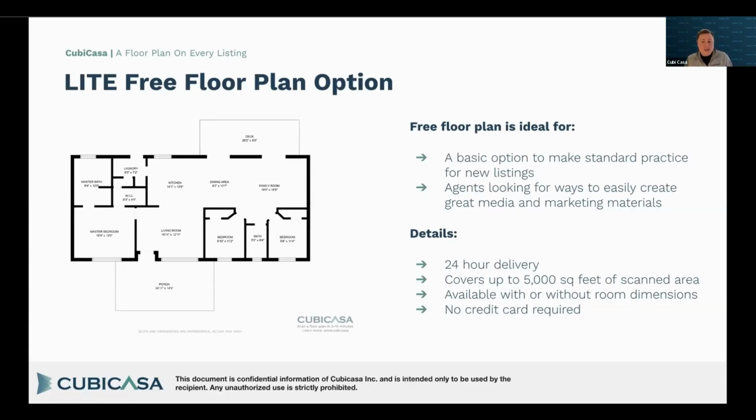It's going to cover properties up to 5,000 square feet of scanned area. So that will include the internal square footage, as well as any of those outdoor spaces that you capture. And it's available to save with or without the room dimensions included. So the example you see on screen, and I know the text is probably pretty small since we're over streaming, but if you can see two lines of text, there's the name of the space and then the dimensions listed below. Those dimensions can be toggled on or off.